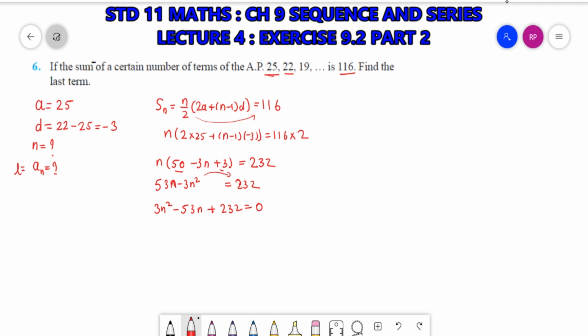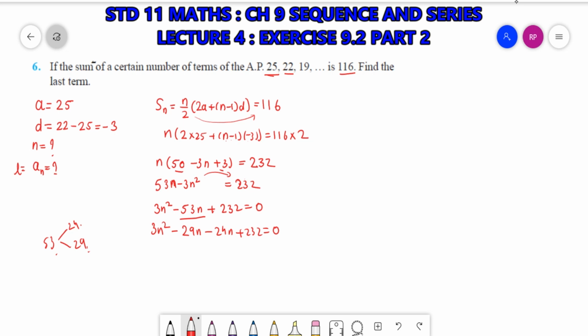Okay, so we need to split 53 into two parts, so that the sum is minus 53 and the product is 232. Okay, so we can split 53 into two parts, that is 24 and 29. 24 plus 29 is 53, and 24 times 29 will be equal to 232 times 3. So 3n square minus 29n minus 24n plus 232 equal to 0.